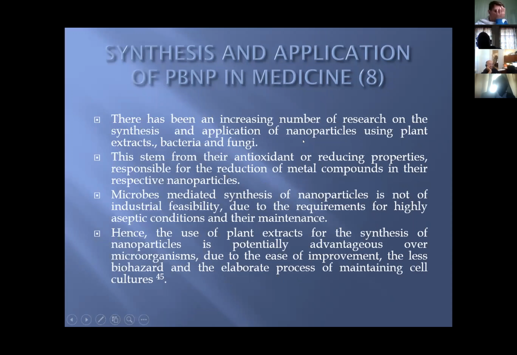nanoparticles can also be made from microbes. They can be made from bacteria, fungi, and virus, not only plants. And what they have found is that plant-based nanoparticles have been more superior than microbe-mediated synthesis. This is what they found. So this is another advantage of using plant-based nanoparticles. So this could be very useful in a COVID infection.